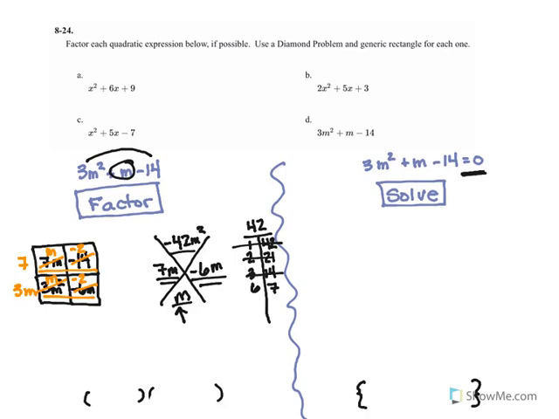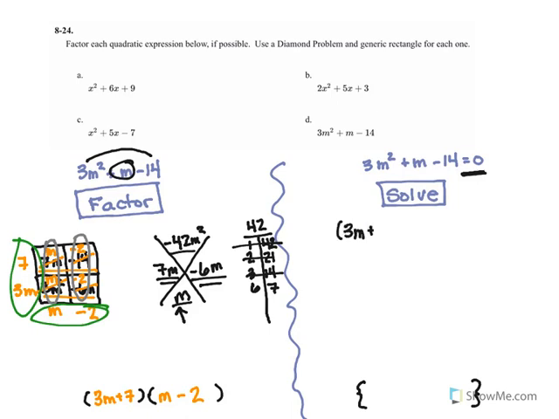Now see how my top first column and my second column are the same thing now? That's what we want. So we have an m and we have a negative 2. So that would mean my factors are 3m plus 7 from this left-hand side. And from the bottom, I have m minus 2. Those are my factors. Now let's do the solve part. So I'm going to rewrite my original equation with my factors.